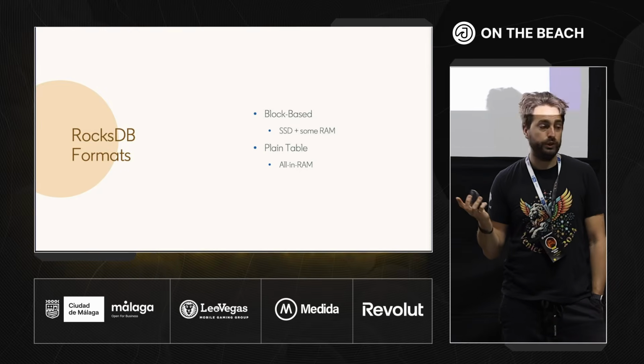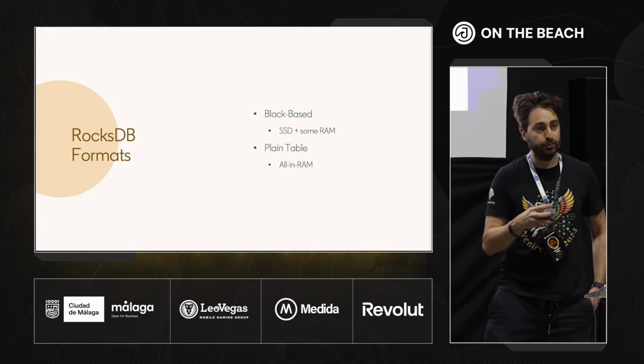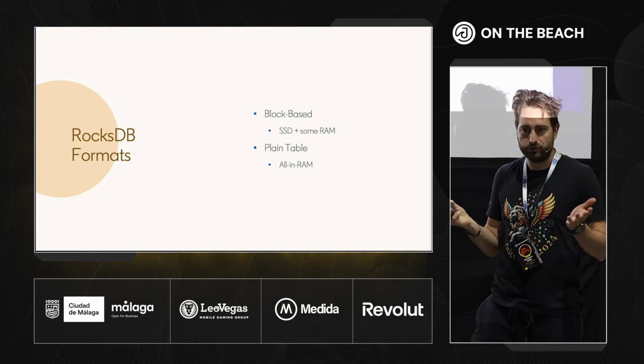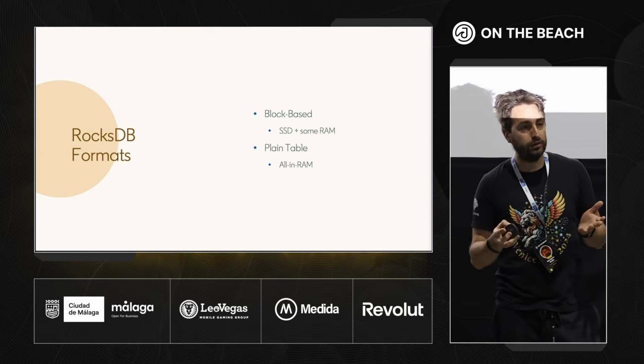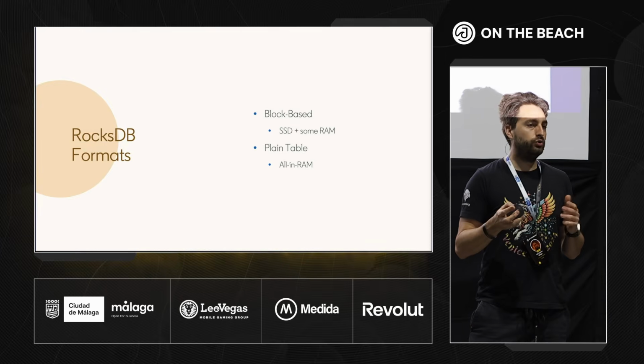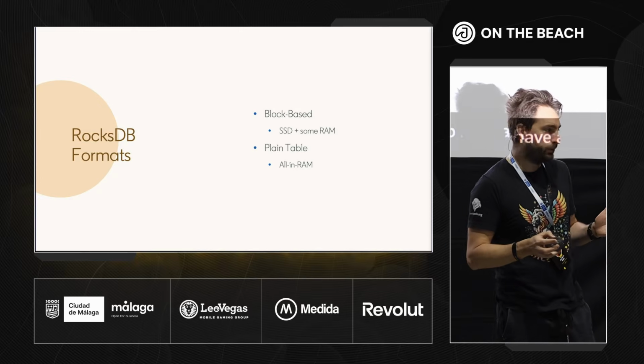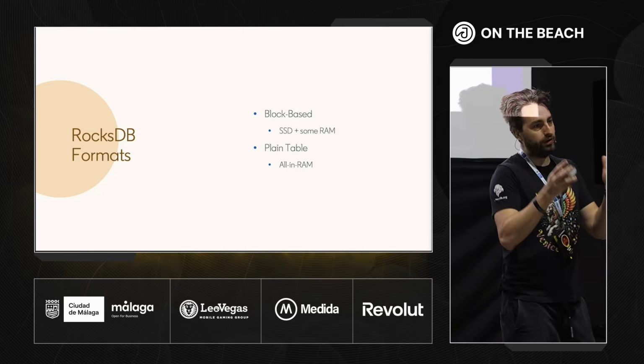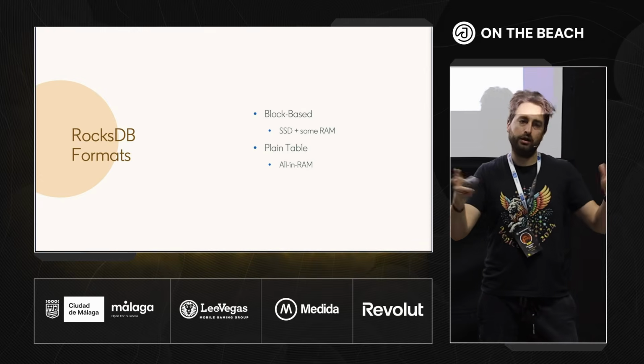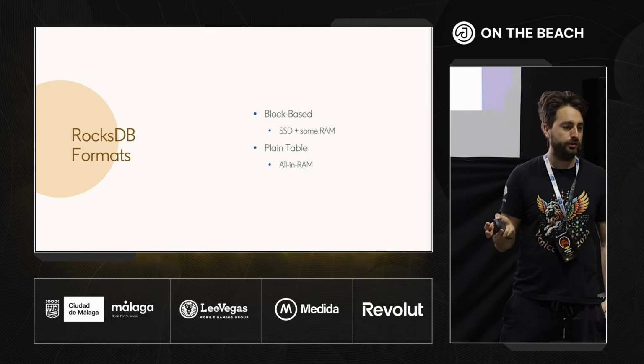The 2 main flavors that we use are block-based, which is the default storage mode. It works great when you have a data set that is larger than RAM, and you also happen to have an SSD available. Then the RAM can serve as a read-through cache for the hot part of your data, and everything else is retrieved from the SSD.